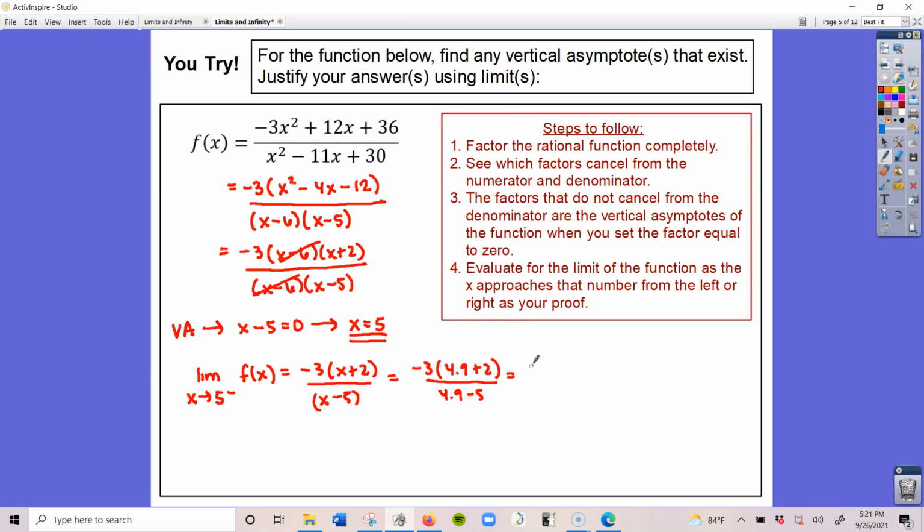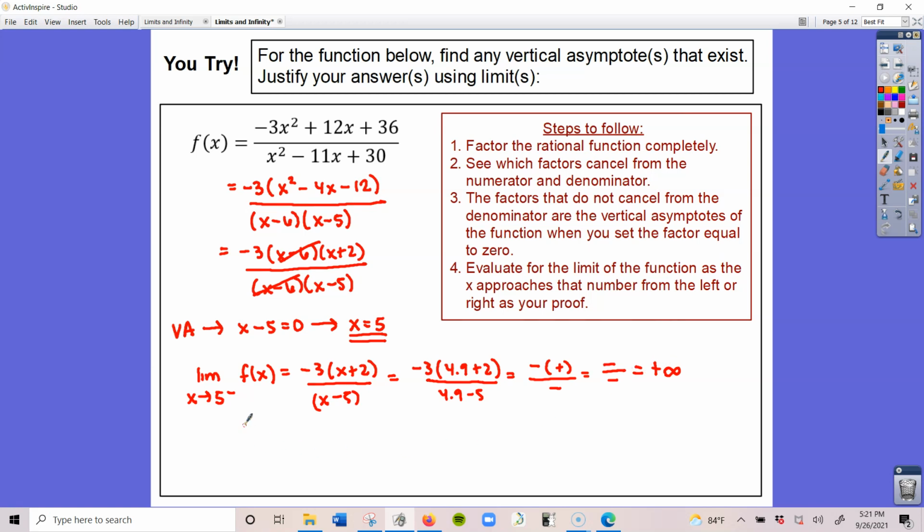So we have this negative 3. 4.9 plus 2 will be a positive number, and 4.9 minus 5 would be a negative number. A negative times a positive would give me a negative, and a negative divided by a negative would give me a positive infinity.